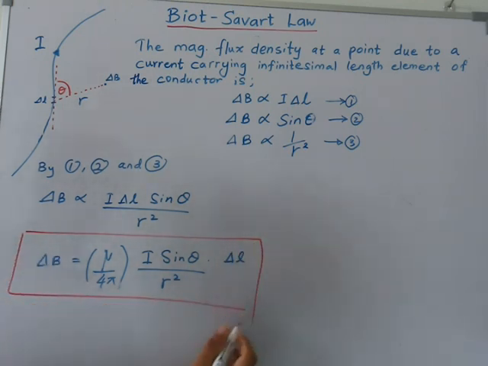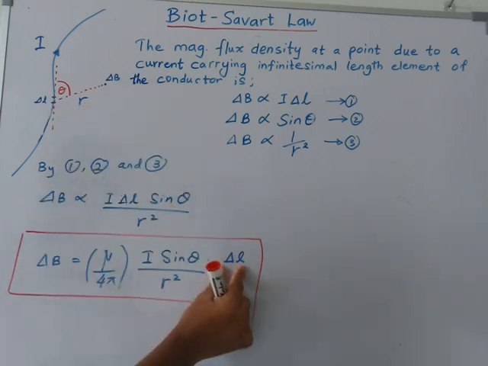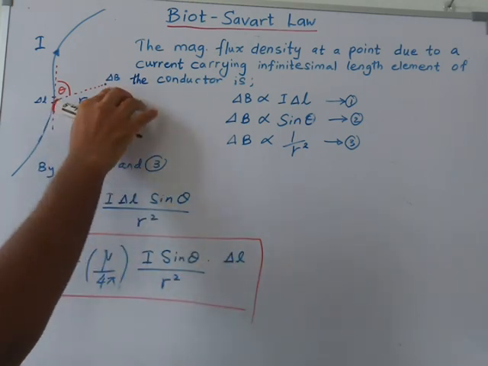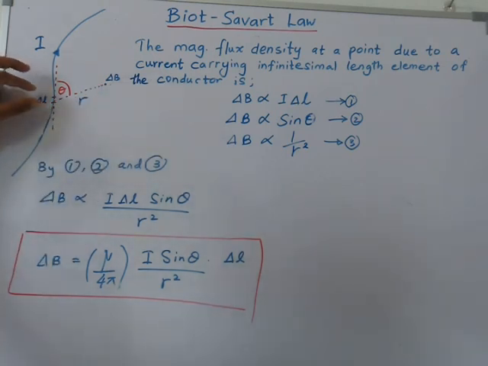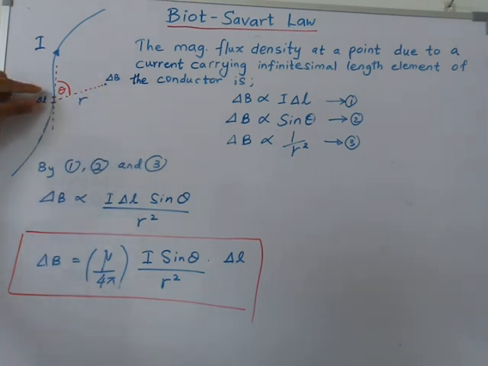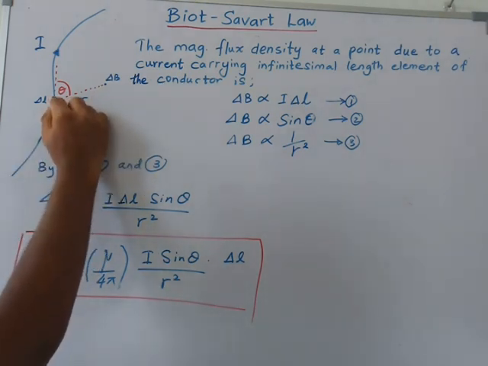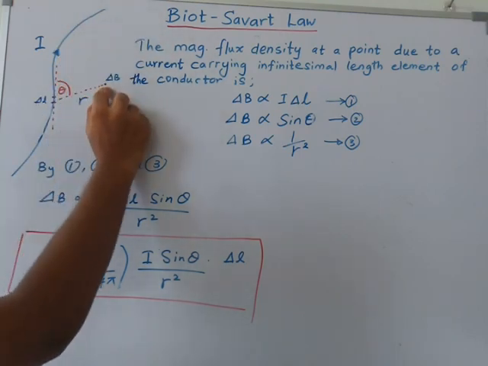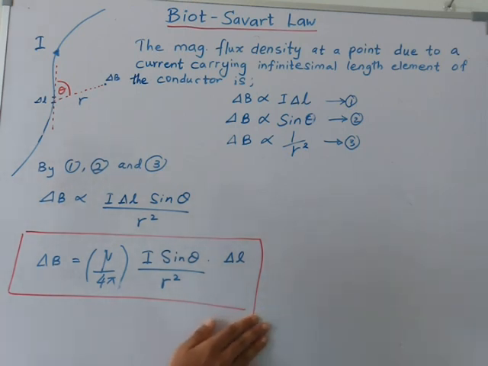So this means the magnetic flux density at this point due to an infinitesimal length element. Here we have the magnetic flux density at this point only due to this element. So if you want to find the total magnetic flux density at this point, then you have to integrate over the whole length. In other words, you get the flux density at this point due to the total length. So this is the equation we obtained from Biot-Savart law.